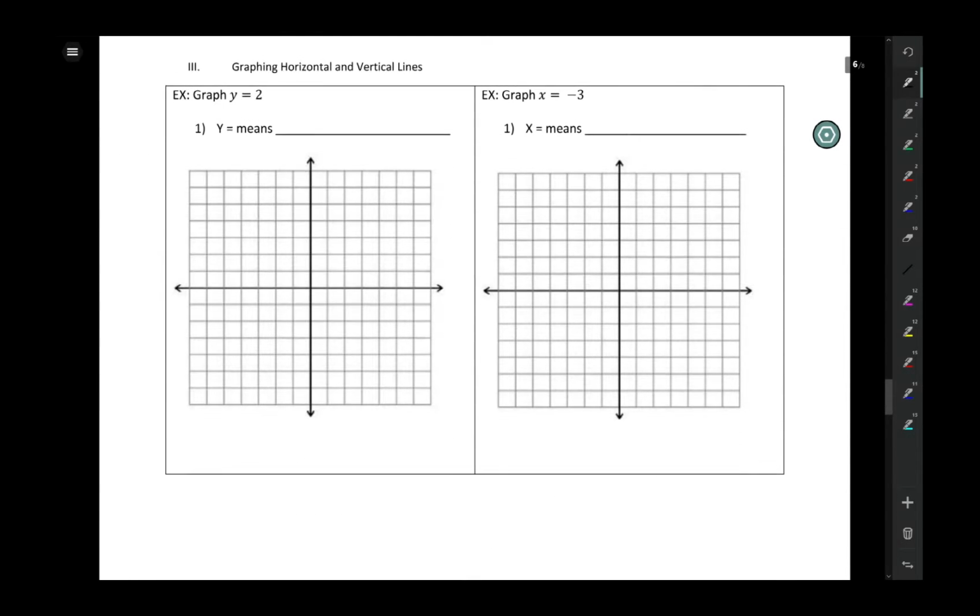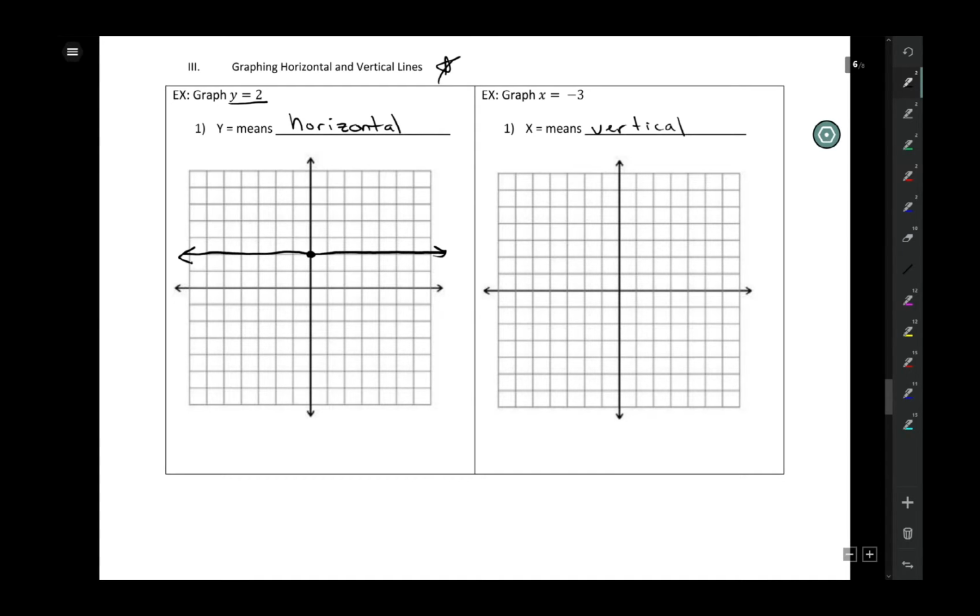Horizontal and vertical lines. These are the big concept. All right. Y means horizontal. And X means vertical. There are a lot of different ways to remember this. So if you have y equals 2, that's simply at 2, a horizontal line, perfectly.